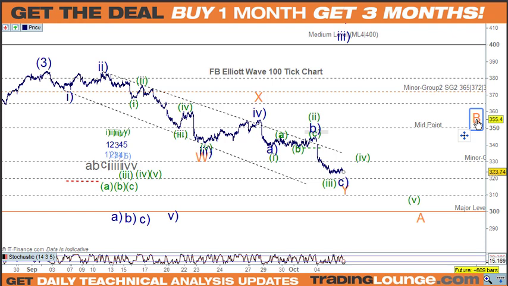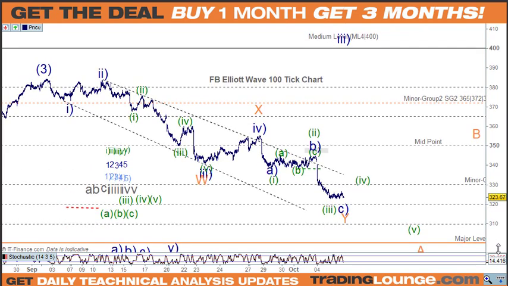I'll keep the same count on it as I've got on the other ones with the WXY. So I've got the W here, the X here, the A here, the B here. I'd still need to look at this. Here it's probably 1 and 2 and 3 and 4 and 5. So we're still going down.